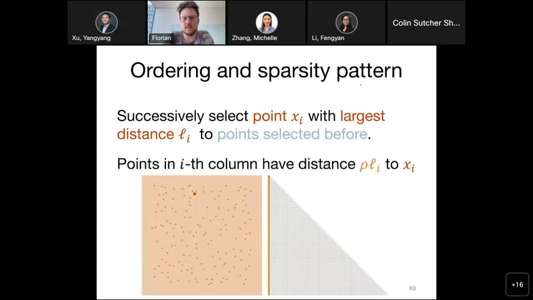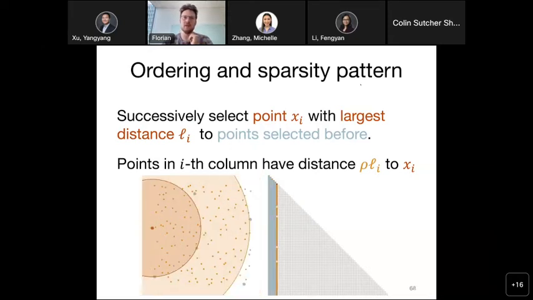And now we want to select the sparsity pattern. We are going to select the sparsity pattern column by column. Again, each column corresponds to the possible interaction of one degree of freedom, one point, with possibly all the other points. And so we add an interaction to the sparsity pattern in a given column if the distance between the point corresponding to the column and the point with which it's supposed to interact is smaller than a tuning parameter rho times the length scale. And so rho allows us to trade off accuracy versus computational complexity.